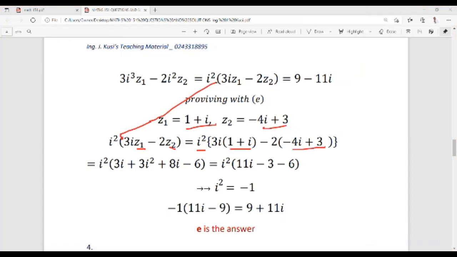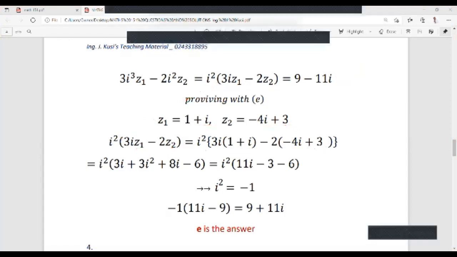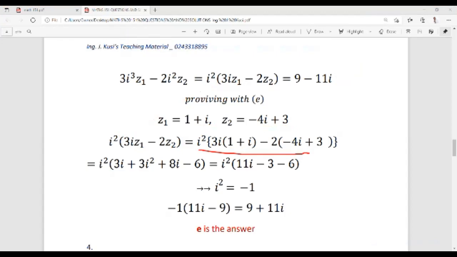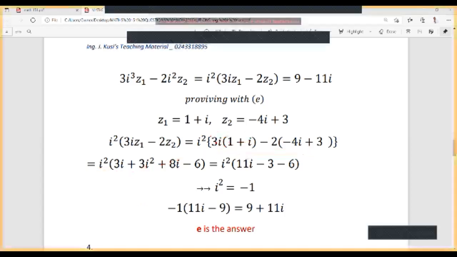So that is it. Okay. Now, when you expand the whole of this, as we have done before, i squared at the back. So it will be 3i times 1, that will be 3i. 3i times i, that will be 3i squared. Is that not i squared? Yes. Okay, so that has been expanded.